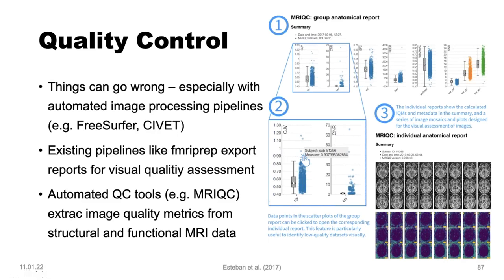But there are, in fact, also automated quality control tools which extract quality metrics from structural and functional MRI data, such as the signal to noise ratio or contrast to noise ratio, and can therefore compute continuous measures of image processing quality. But it's always good to take a look at the brain in the end, because as you can see with the brain extraction, the computer doesn't know that the lower neck is not part of the brain, but you have to define this.